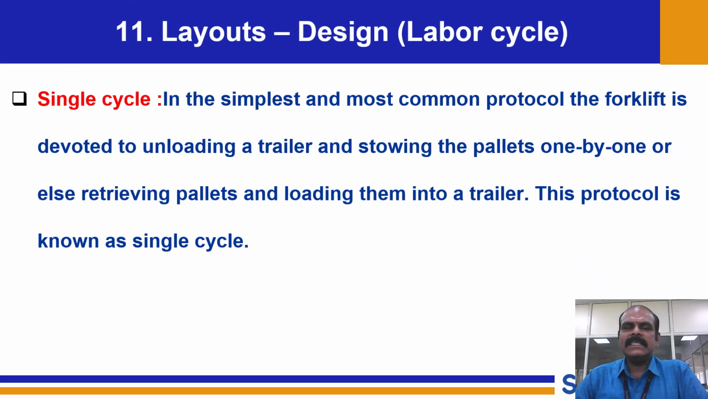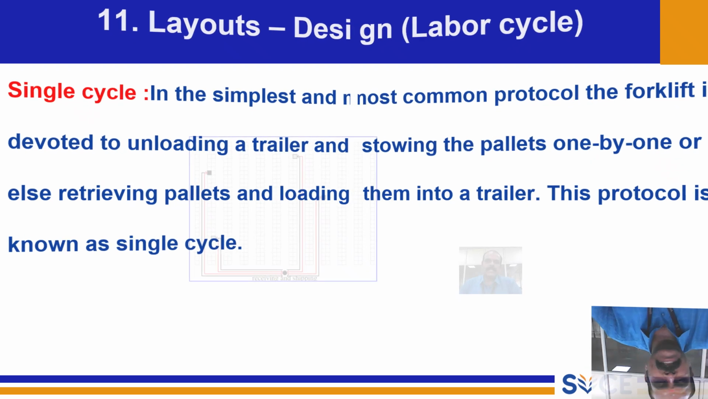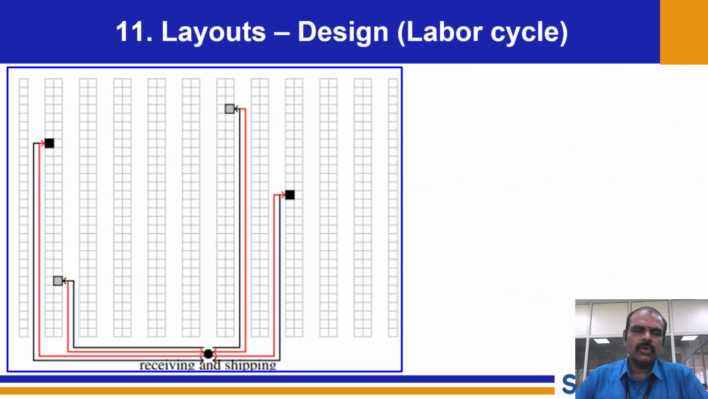Then second, single cycle. Single cycle means it does only one task, but a to-and-fro movement will be there. In any one movement, if it is going to be deadheading, that is called a single cycle. Only one leg will definitely be empty. Now we'll see the layout. So see the layout.